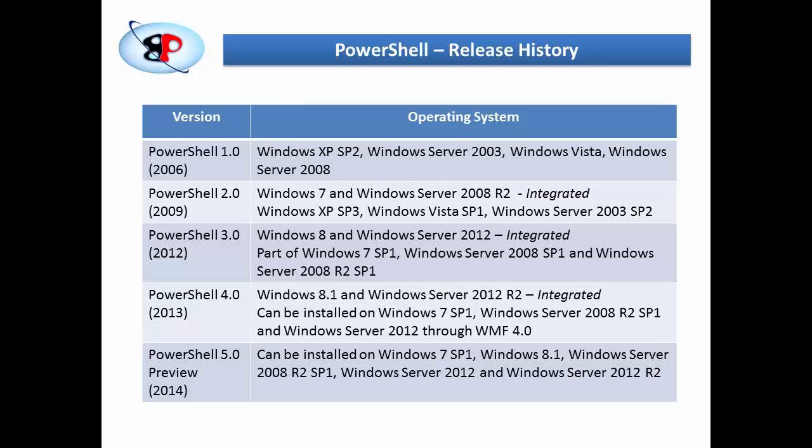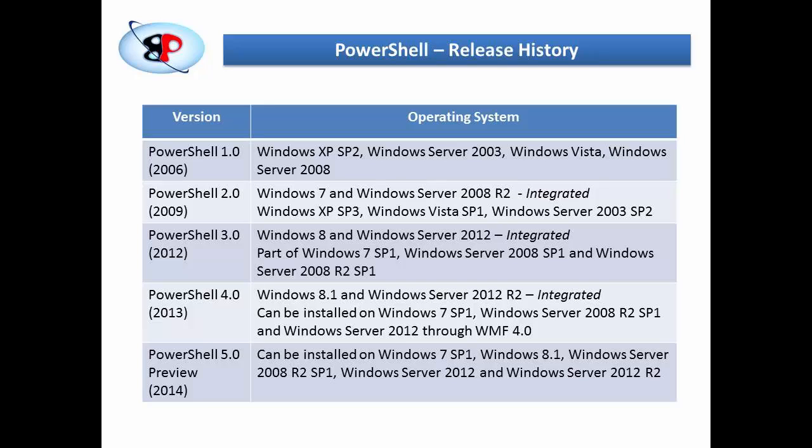Hello and welcome back. In this video, I would like to give you a brief overview on PowerShell release history. PowerShell was first introduced in 2006 and the first stable release was PowerShell 1.0. PowerShell 1.0 was supported on Windows XP Service Pack 2, Windows Server 2003, Windows Vista, and Windows Server 2008.